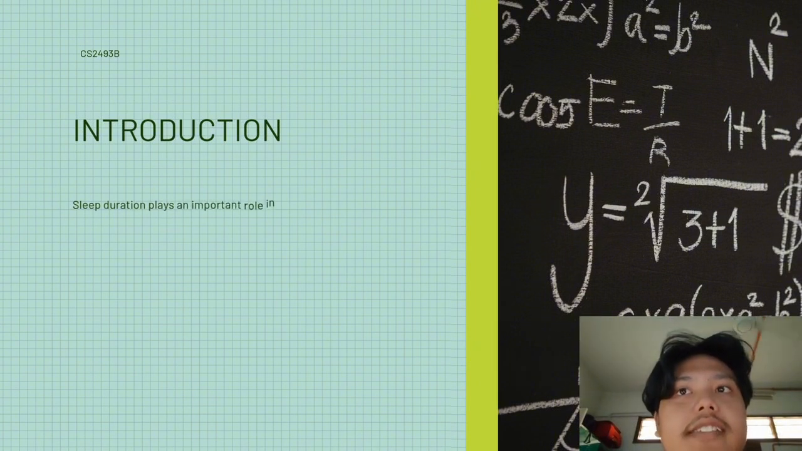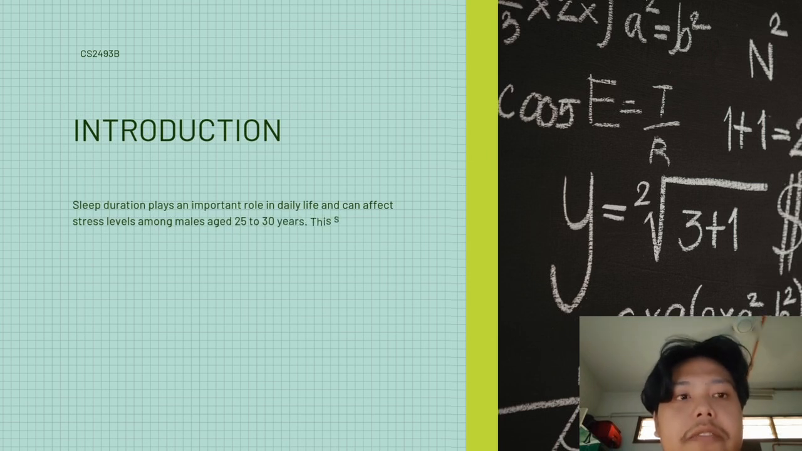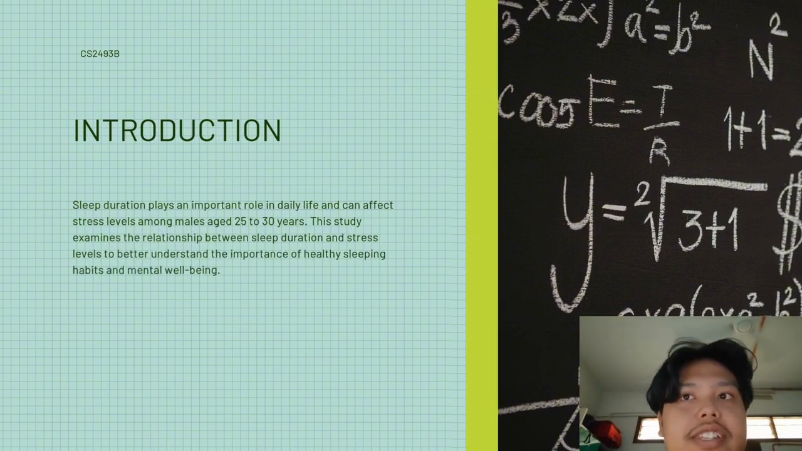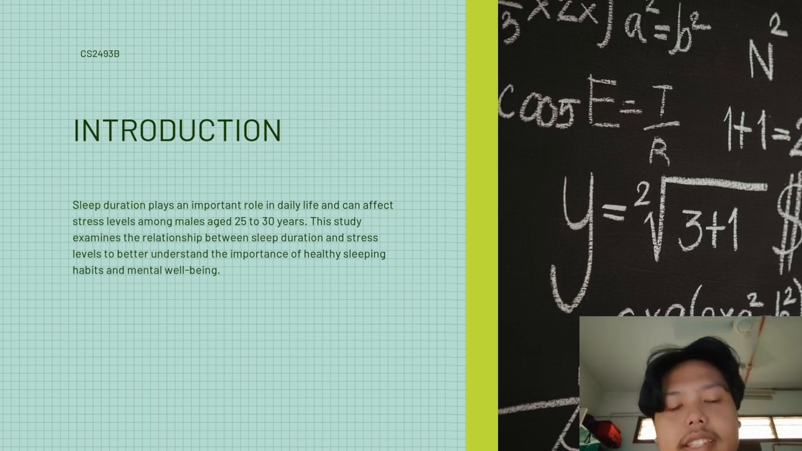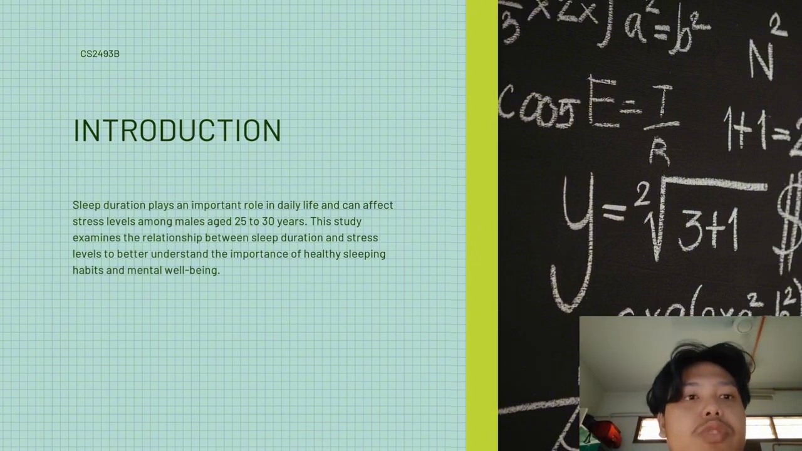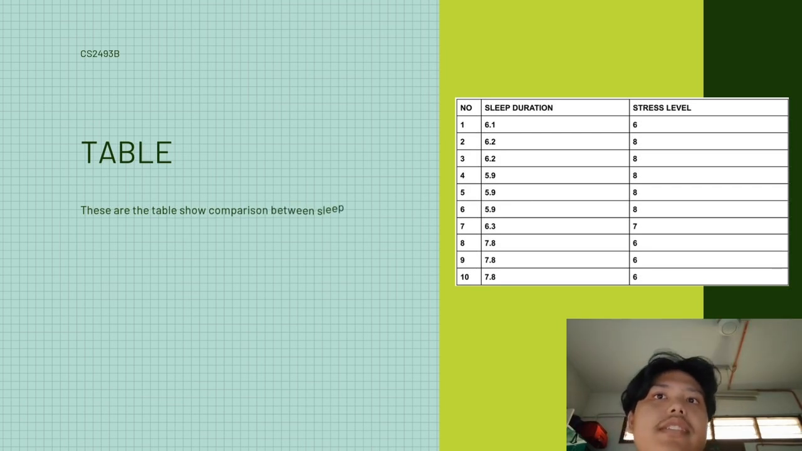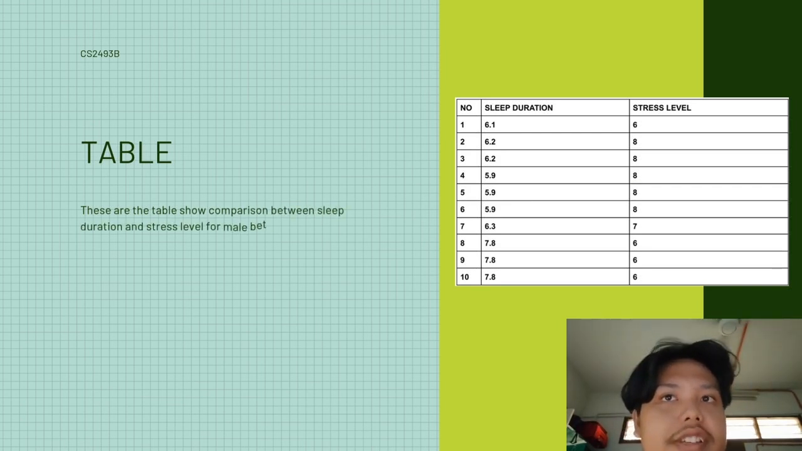For the introduction, sleep duration plays an important role in daily life and can affect stress level among males aged 25 to 30 years. This study examines the relationship between sleep duration and stress level, to better understand the importance of healthy sleeping habits and mental well-being. So, what we can see here is a table which is the comparison between sleep duration and stress level for males between 25 years to 30 years old.